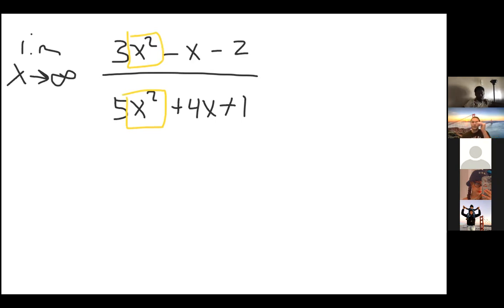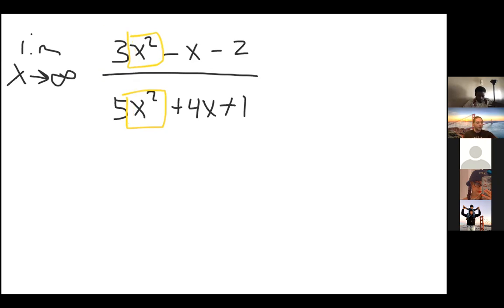If we have an x squared on the top and the bottom, and those are both the highest powers in their respective fields, then we can just take the coefficients in front of them, right? And that becomes our limit. In other words, the 3/5 is the limit as x approaches infinity.